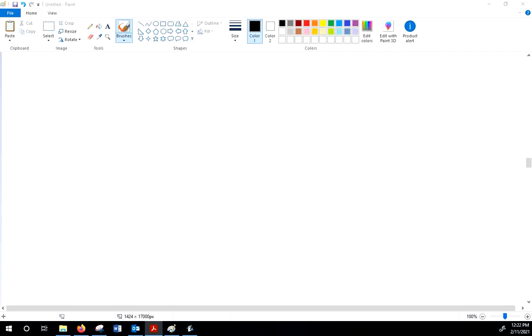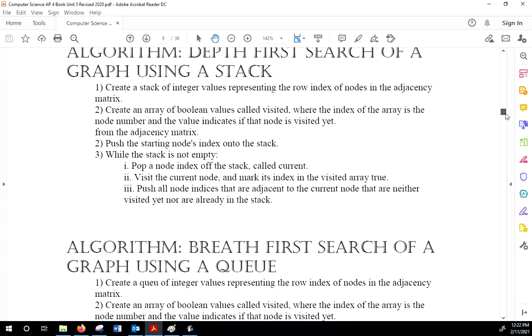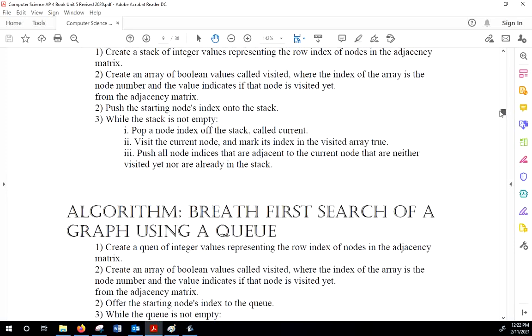Okay. I do have just a couple of typed up algorithms here that we can look at. So here's the depth first search algorithm. You create a stack of integer values representing the row index of the nodes in the adjacency matrix. Then create an array of Boolean values called visited, where the index of the array is the node number and the values indicate if that node is visited yet. Push the starting node's index into the stack, and then while the stack is not empty, pop a node off the stack, visit the current node, and add all of its adjacent nodes that have neither been visited yet nor are already in the stack to be visited. You don't want to add them twice.